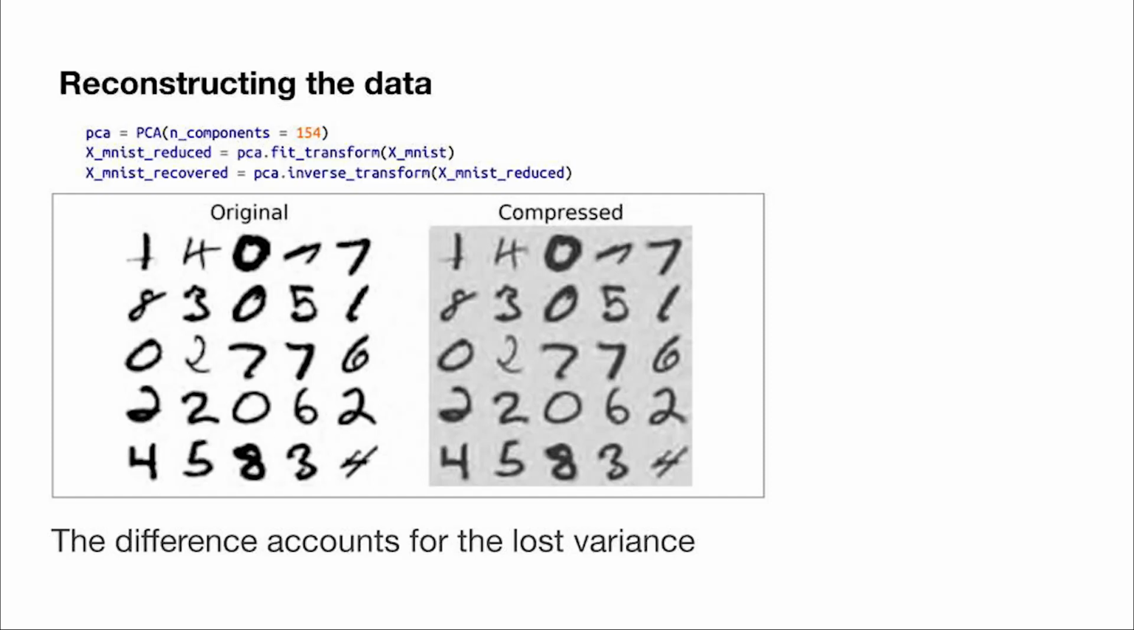We implement PCA and we get our reduced dimensions. We get our new training examples with only 154 features. And we use the inverse transform function to get our data back. And then we visualize it. Now let's compare that. You can see the original one and the compressed one.